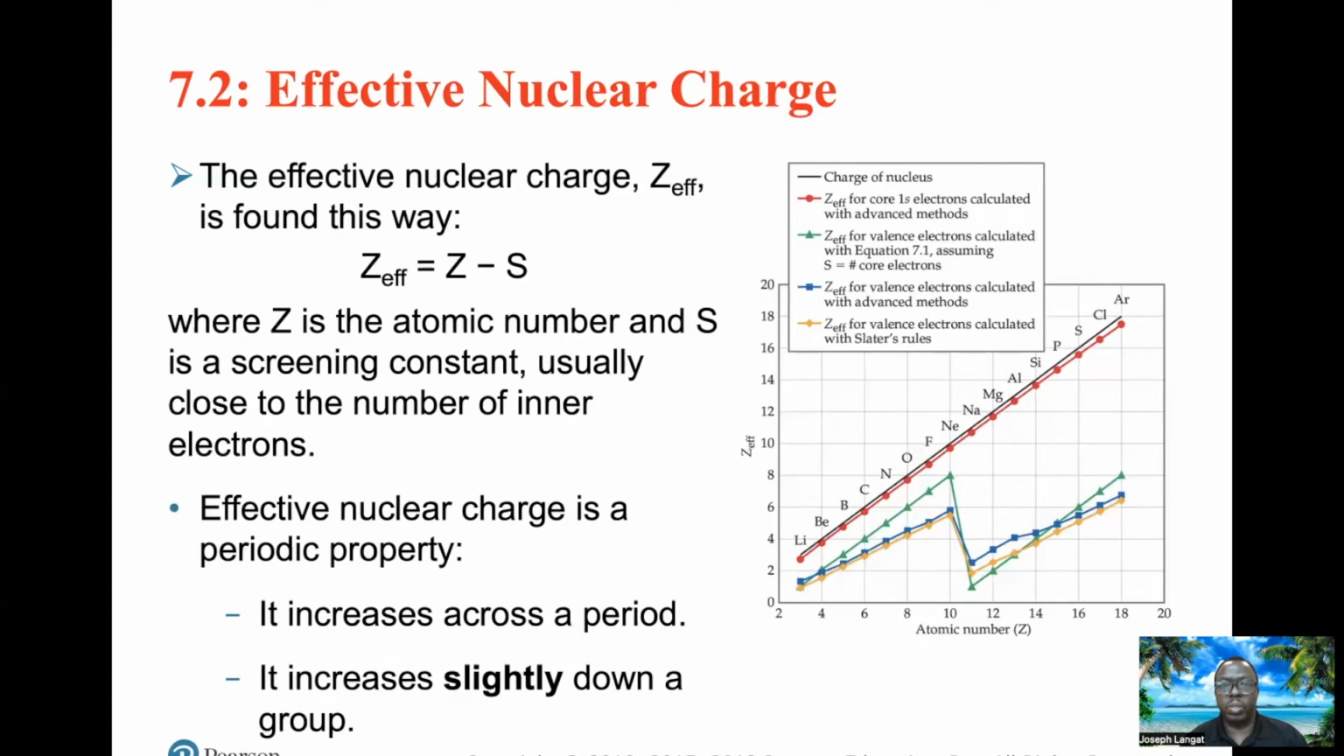You may see in the multiple choice: how does the trend on Z effective, or effective nuclear charge, change going down a group? It increases slightly, but not that much.